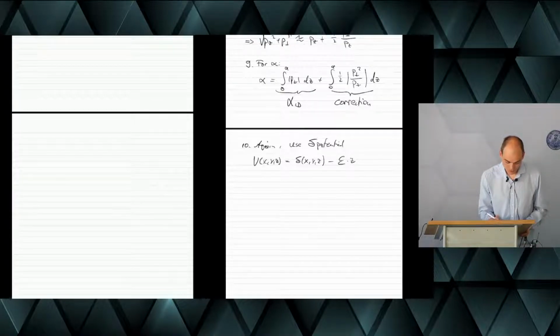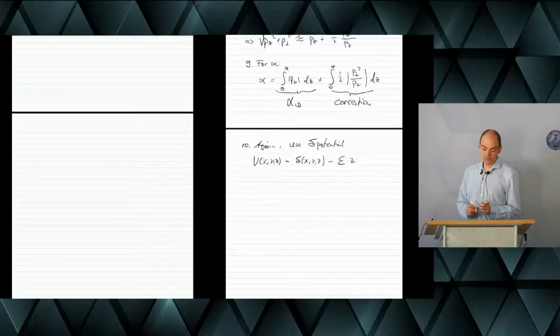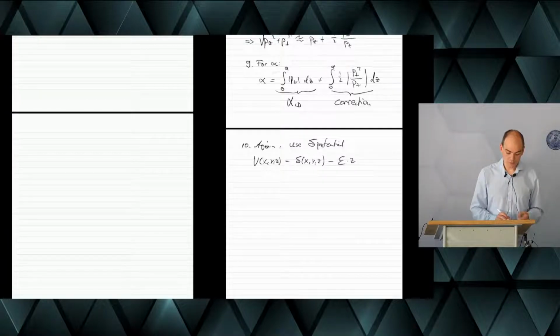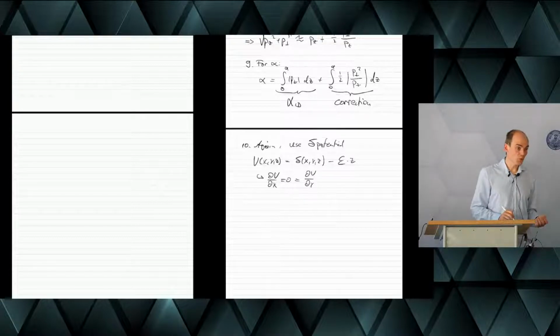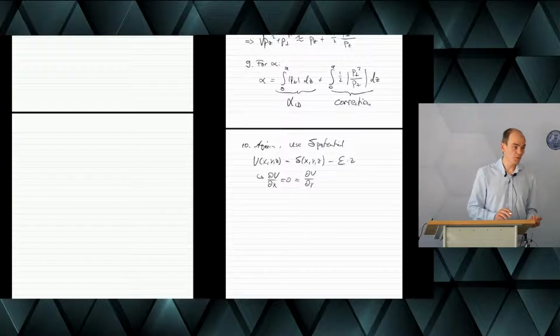Okay. And important here is that when we take the derivative of the potential with respect to x or y, we obtain 0, which means there is no force acting in the x or y direction. So dV over dx equals 0, and this is also dV over dy. So there's no force in x or y direction, and this means we can assume that our perpendicular momentum remains unchanged in the tunnel.